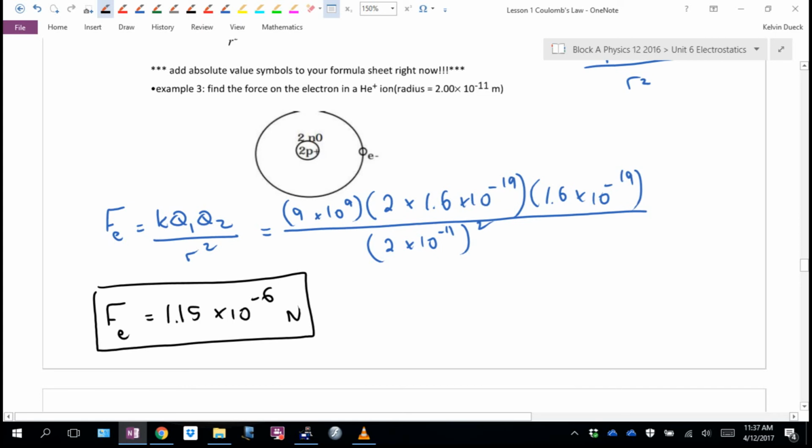James, you might be looking at that and saying, meh, big deal. That's 0.0000115 newtons. That's massive. It's huge.